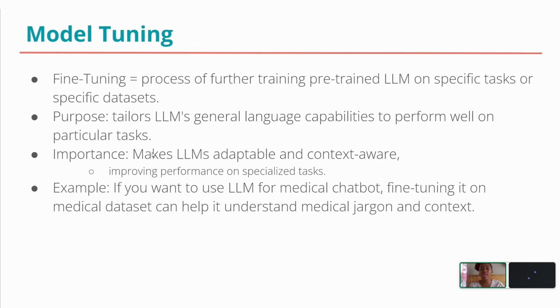It's very important because when you're not doing some general work and you want to focus, you need to at least give it a bit of information so that it gives you more relevant answers. An example is you want to use an LLM for a medical chatbot. You want to use ChatGPT because it has an API. You want to use the ChatGPT API to work together with your medical chatbot.